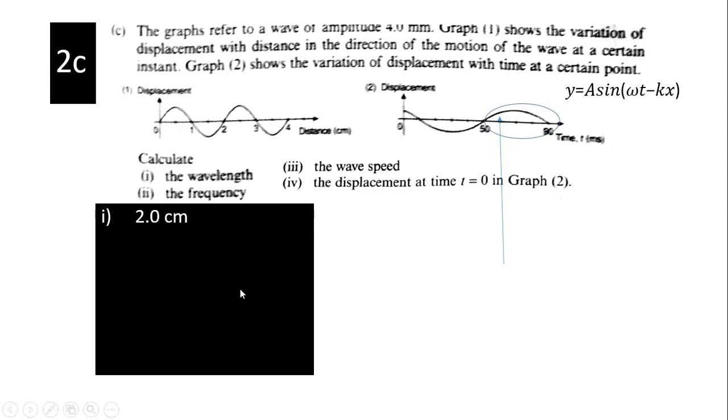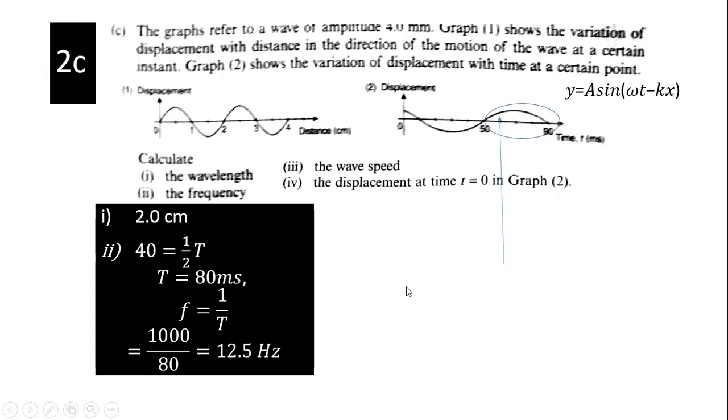What is the frequency? 12.5. Why 1.5? 12.5 hertz. Why 1.5 hertz? I said 12.5, teacher. 12.5. How do you get 12.5? 1 divided by 80 times 10 to the power of -3. Okay, you can do your own way. 80 equals the period also can, or 40 equals half the period. So you get 80 millisecond, 1 over 80, right? 12.5 hertz. How to calculate the wave speed?